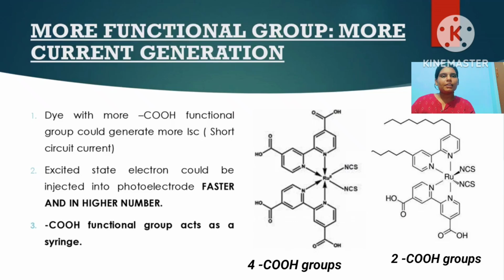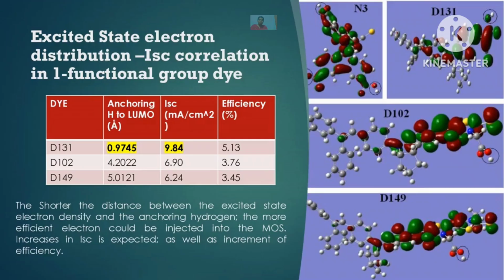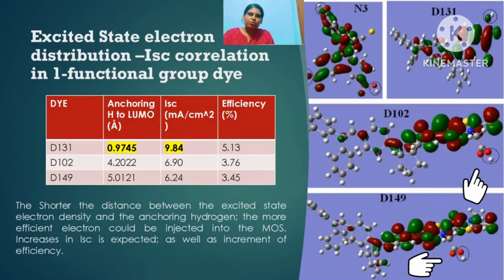So basically, the dye with more functional groups will generate more short circuit current than the other one, because the excited state electrons can be injected into the photoelectrode at a faster rate and in higher number. Basically, these functional groups act as a syringe to inject the electrons into the photoelectrode. So we have seen that the more functional groups present in the dye, the higher the efficiency. But what if you have more than one dye with the same number of functional groups? How will you select the most efficient dye out of them?